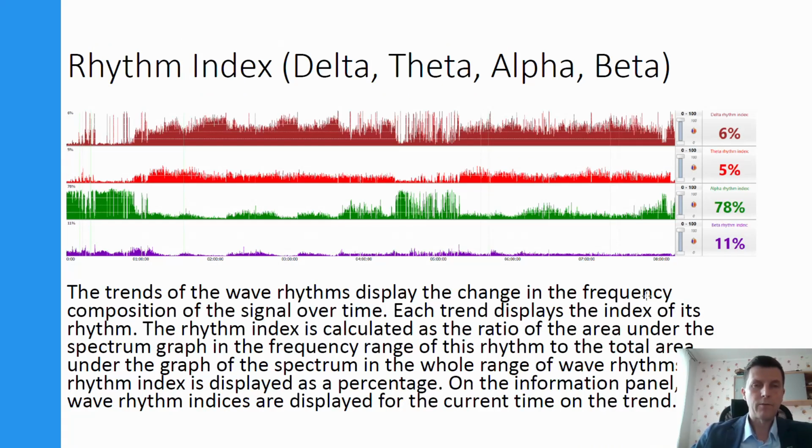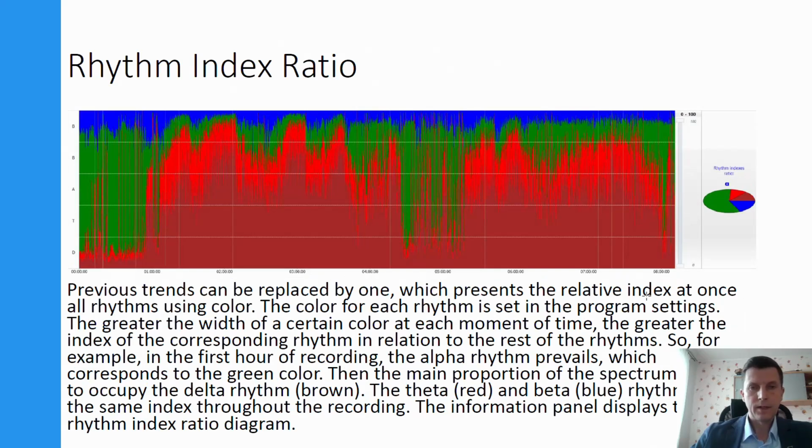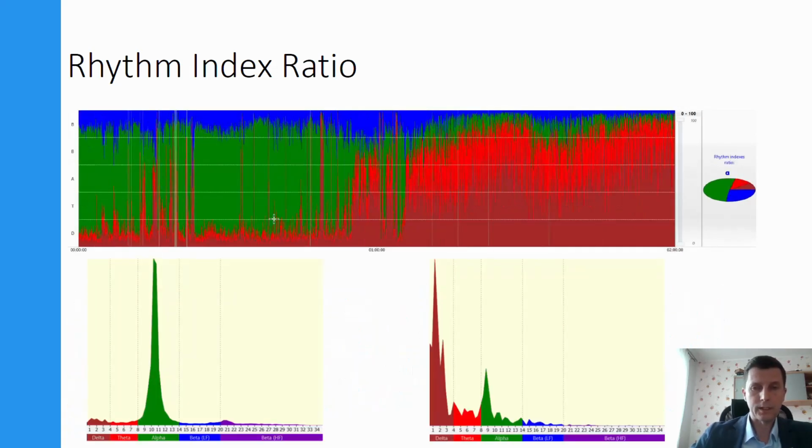Also we have rhythm indexes, so delta, theta, alpha and beta indexes, and the rhythm indexes ratio, where brown is delta, red is theta, green is alpha, and blue is beta rhythms. Also, we can clearly see that, for example, at the start we have big alpha, then we have big delta activity. And here we can see the comparison of spectral graphs from the left side and from the right side of the examination.